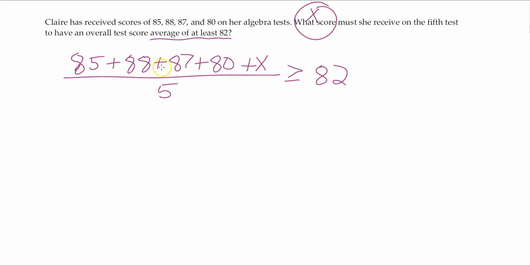Adding the 85, 88, 87, and 80 together, we get 340. So just doing that simplification, we have this inequality to solve.